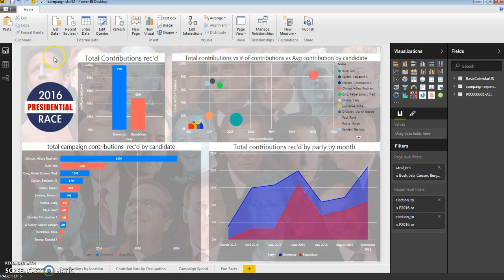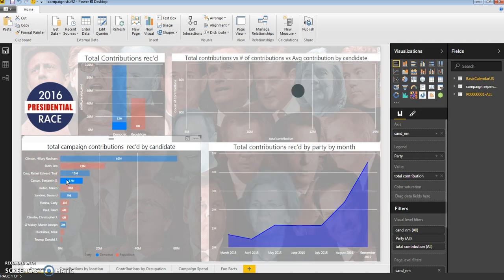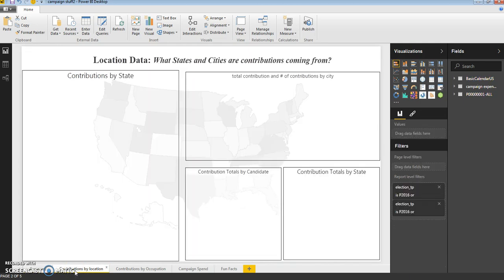So this is basically my summary page, and it's just a very basic general overview. Total contributions by party, total contributions by candidate, total contributions over time by party, and a scatter chart of count of contributions versus total contribution. So you can kind of see basic stuff. I can filter down by candidate and see how Hillary has been doing over time. Same thing with another candidate, Carson. You can see how they're trending. Very basic.